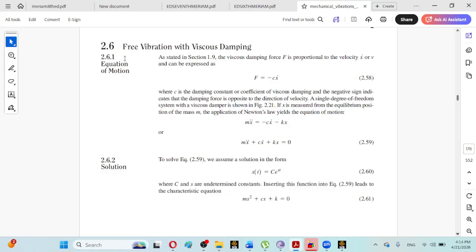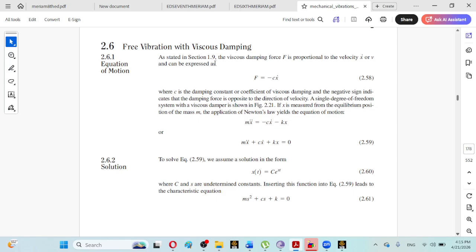Our today's article is article 2.6, free vibrations with viscous damping. So at the start of this chapter we covered free undamped oscillations before midterm exams, and after midterm exams we are first starting this lecture, article 2.6, free vibration with viscous damping.